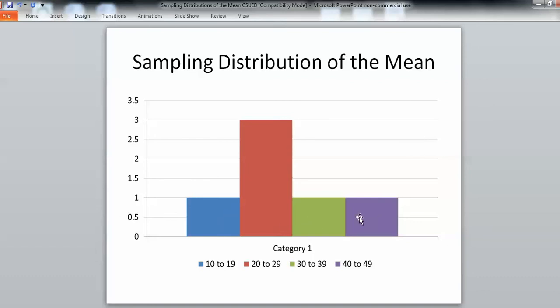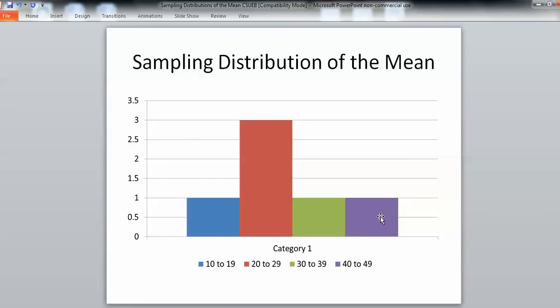You can see that in this histogram. 3 samples had means in the 20s, which is why this goes up to 3. This bar goes up to 1 because 1 sample had a mean in the 30s. And this bar goes up to 1 because 1 sample had a mean in the 40s.